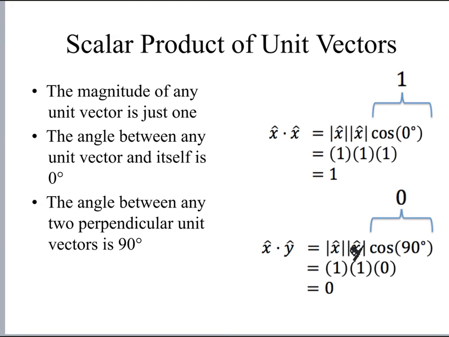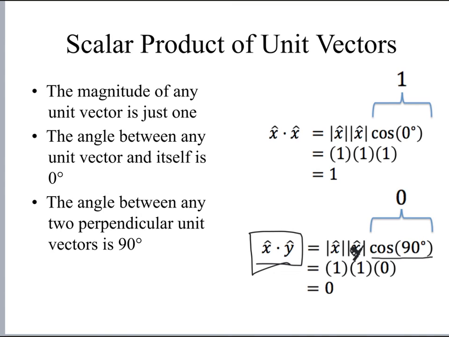So x hat dot y hat should be x hat magnitude, y hat magnitude, the cosine of the angle between them. And so what's x hat magnitude? Well, it's a unit vector, so I get 1. What's y hat magnitude? It's a unit vector, so I should get 1. But what is the cosine of the angle between them? The cosine of 90 degrees is 0. And anything multiplied by 0 is simply 0. So any perpendicular unit vectors are going to have a scalar product equal to 0.